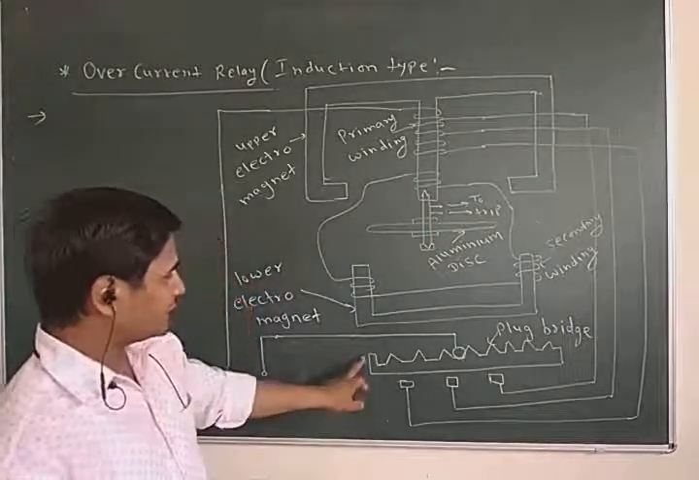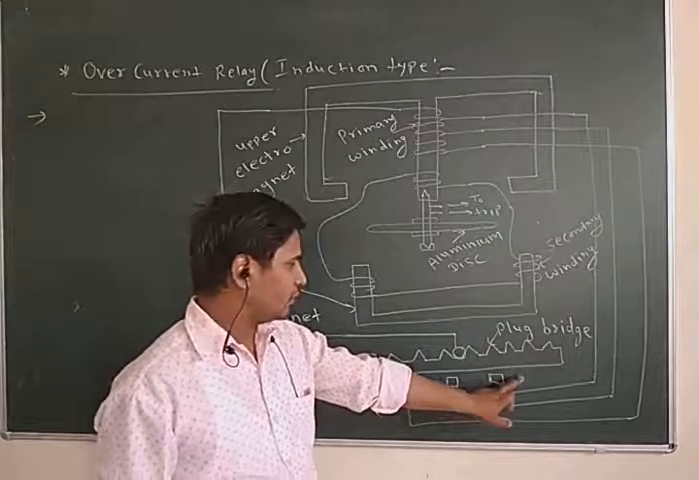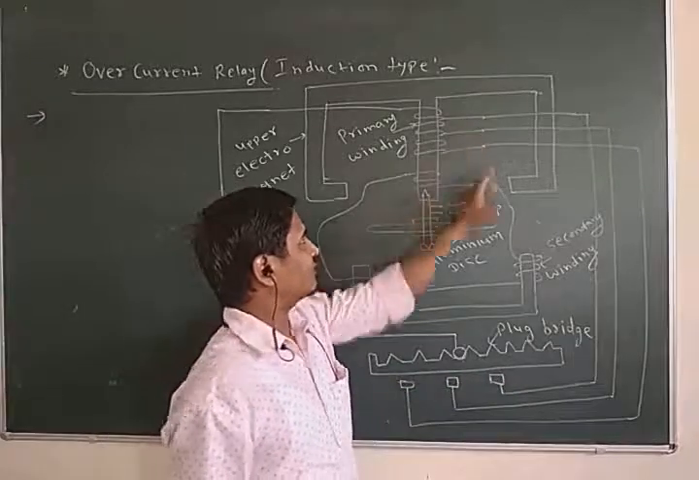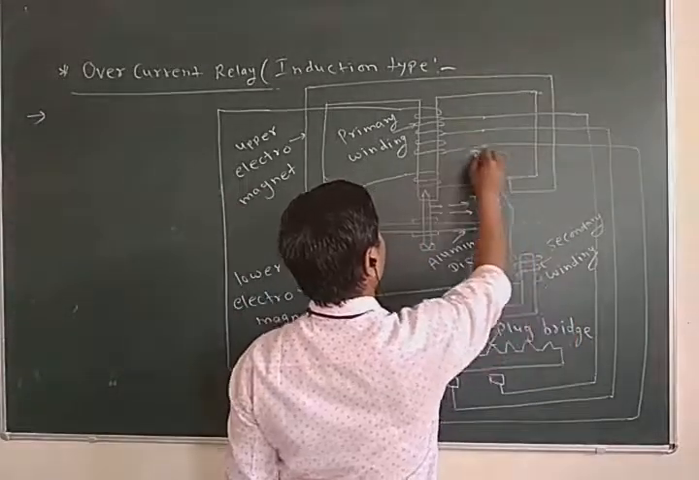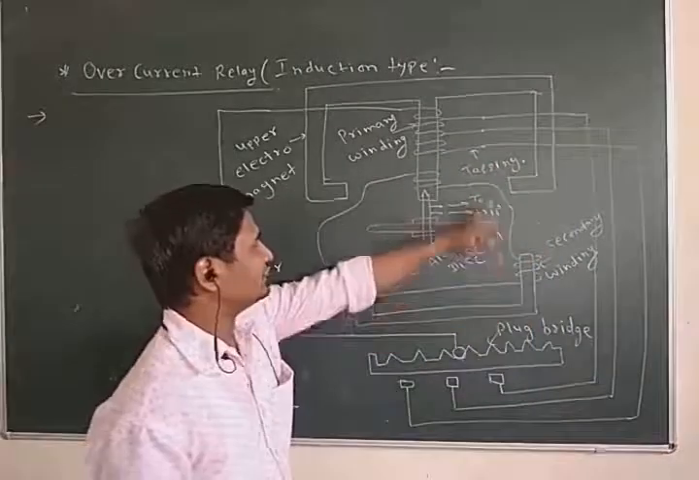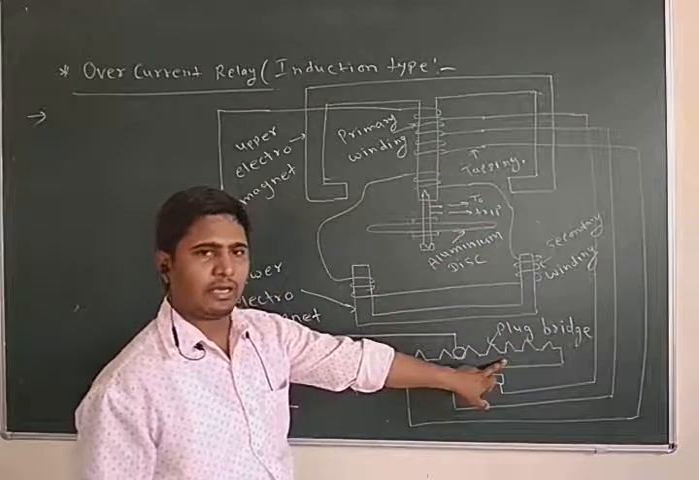Simply, there is an adjustment of plug setting with the help of which we can adjust the value of the relay current. So these are the tappings. With the help of these tappings or plug bridge, we can adjust the relay current setting.